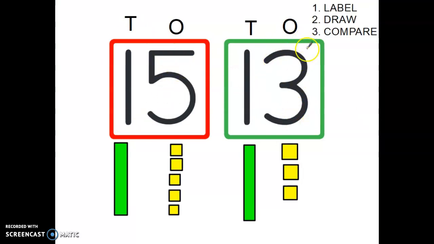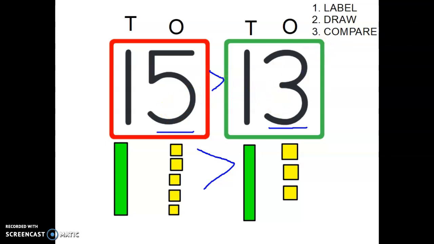So we have 15 and 13. I've labeled it ones place, tens place for both of my numbers. I drew the picture, 1 10, 5 ones, 1 10, 3 ones, and now I'm going to compare. So we want to start in the ones place here. Now, which number is bigger, is larger, is greater? 5 or 3? Let's look at the picture. Which one has more? 5. So 5 is bigger, so I'm going to draw my alligator eating the bigger number. He's hungry and he wants to eat the bigger number. So I can say it like this. 15 is greater than 13.